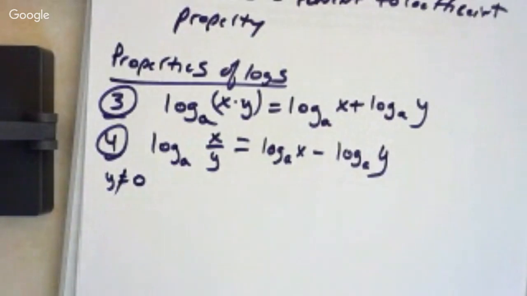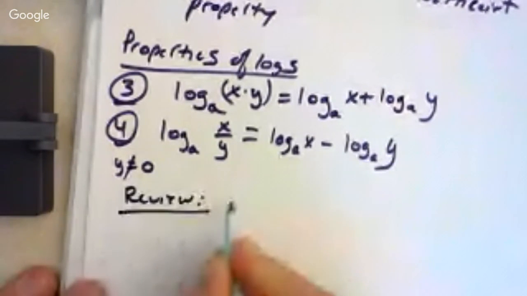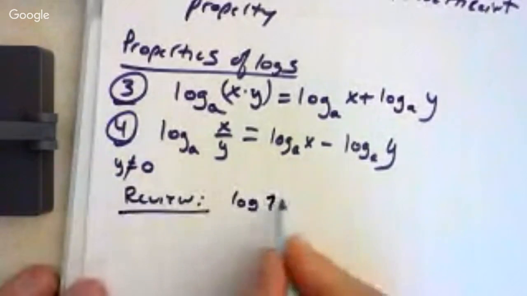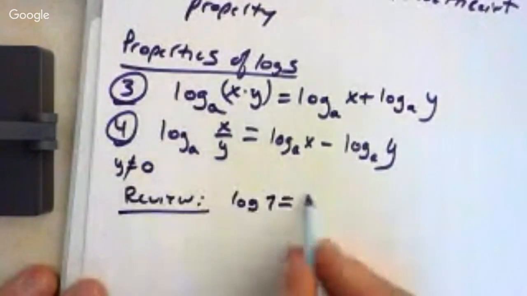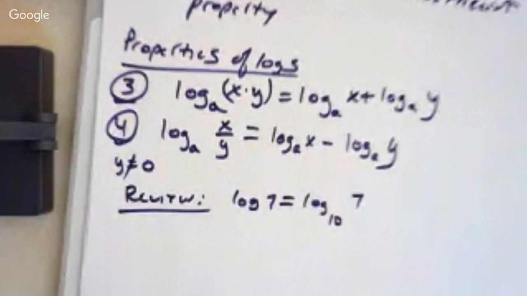Anybody else? Just a little review to remind you. Log of 7, if we're too lazy to write the base, I just didn't write this in the notes, it's assumed to be log base 10. It's kind of odd. Fractions, we don't write the 1, but logs, we don't write the 10. Why is it 10? Because our number system is base 10.